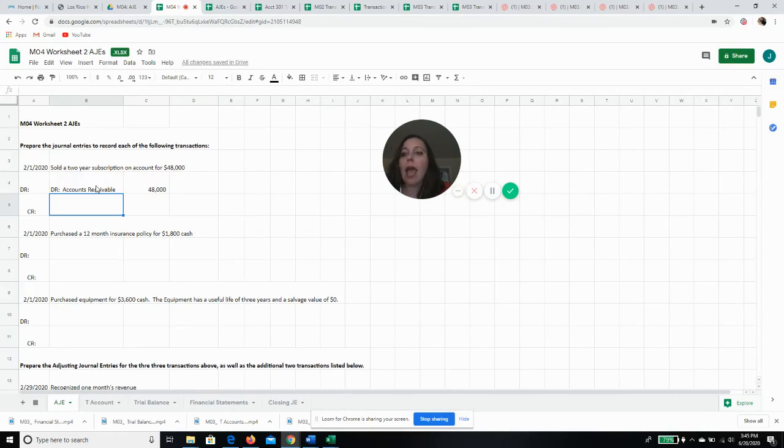And then we're going to credit. This is a 2-year subscription. It's going to eventually be revenue, but it's not revenue yet because we have to deliver over the next 2 years. So right now we have a liability, and we call that liability unearned revenue. And we're going to credit unearned revenue for $48,000.